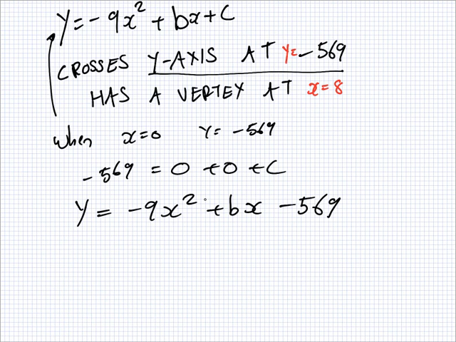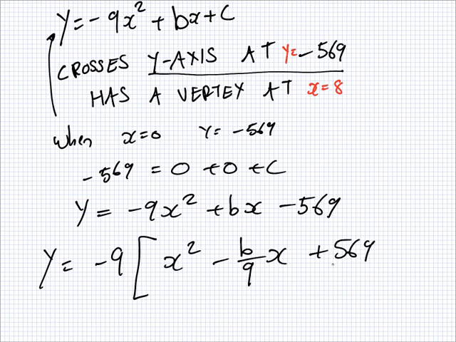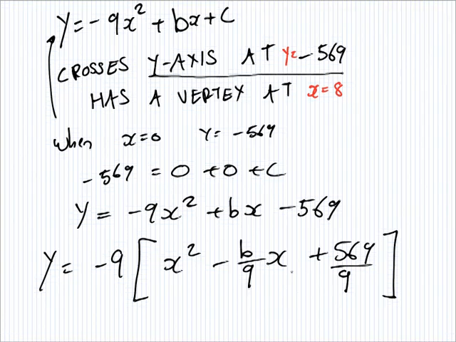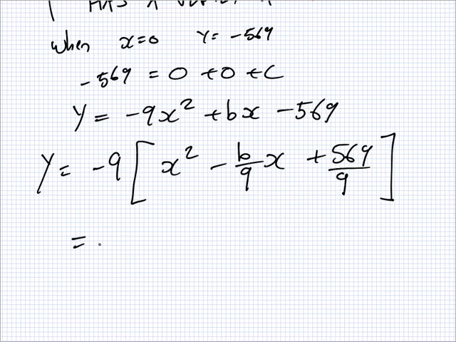Go on. I should take the minus 9 out, yeah. X squared minus b over 9x plus 569 over 9. Because I took minus 9 out. Now what good is doing that? What should I do next? Say again? Very good. I should continue completing the square.